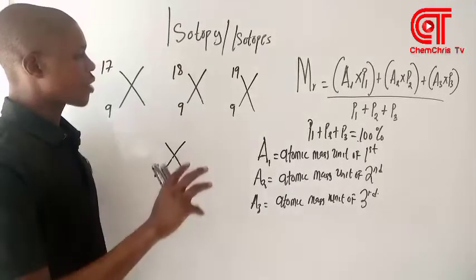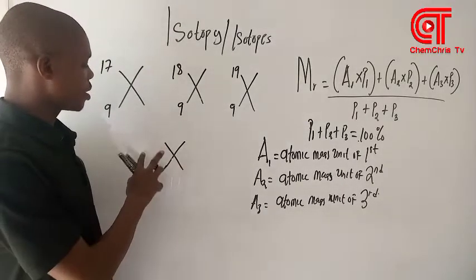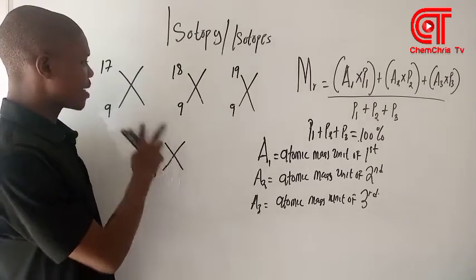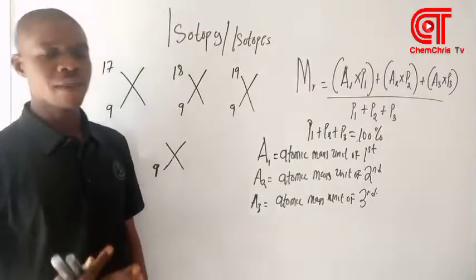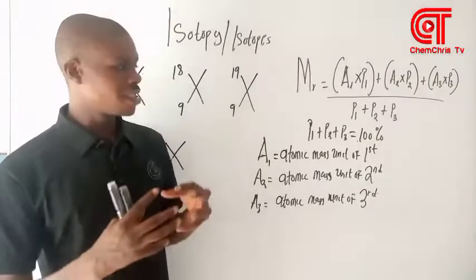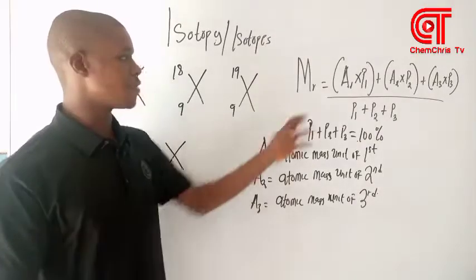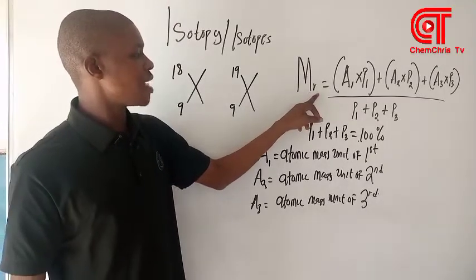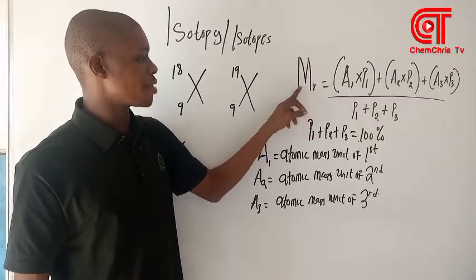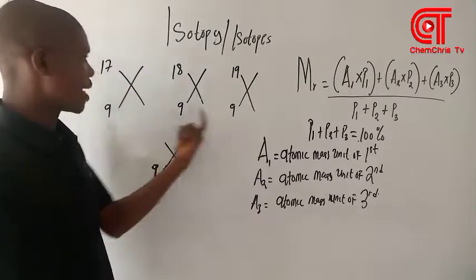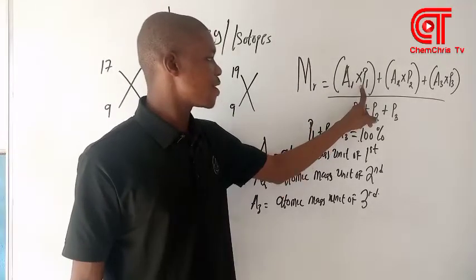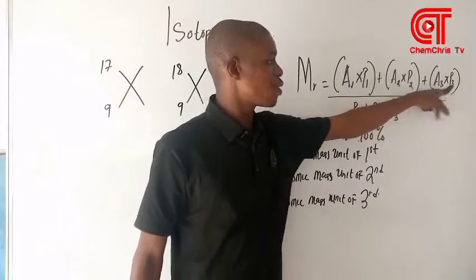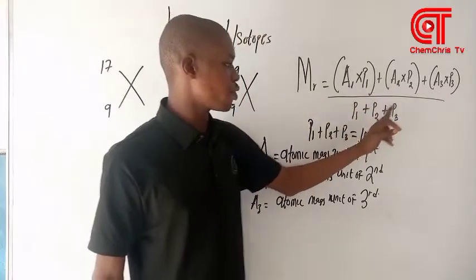Now, to calculate the relative atomic mass of an element with various isotopes, we have different methods, but the simplest method I've seen so far is the formula method. MR, the relative atomic mass of the element with various isotopes, equals A1 times P1 plus A2 times P2 plus A3 times P3, over P1 plus P2 plus P3.